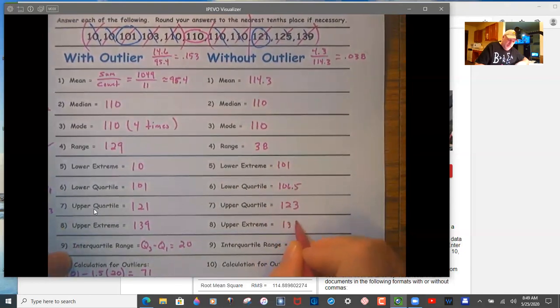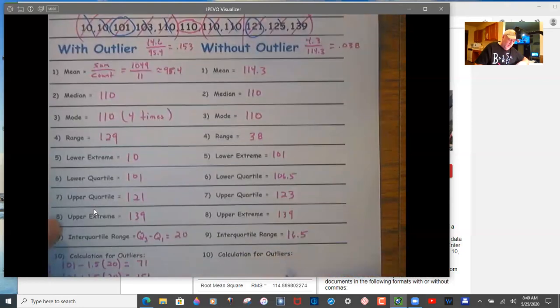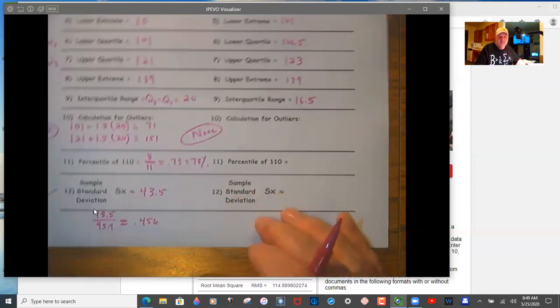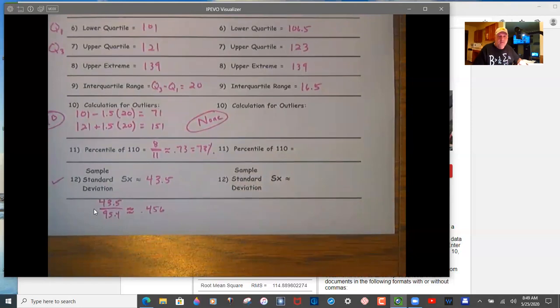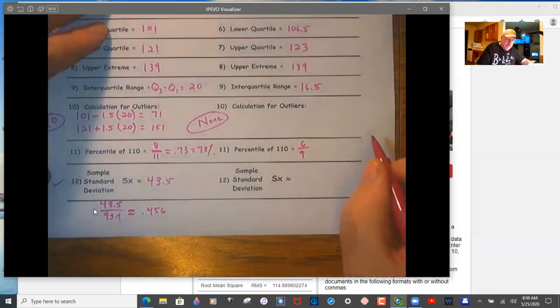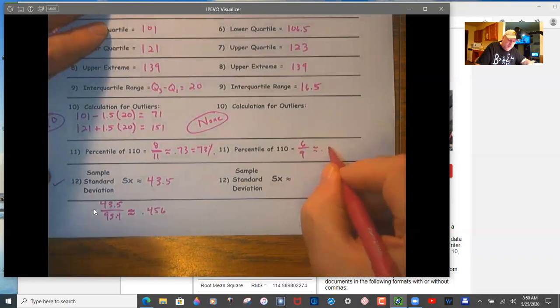Upper extreme, 139, interquartile range, 16.5. And so there will be none here. Now, calculator soup, the nice thing is it tells you that there are no outliers. Okay, so you can just put none there. And then percentile for 110. So it's in 6th place now at the end out of 9. And so that is 0.67.